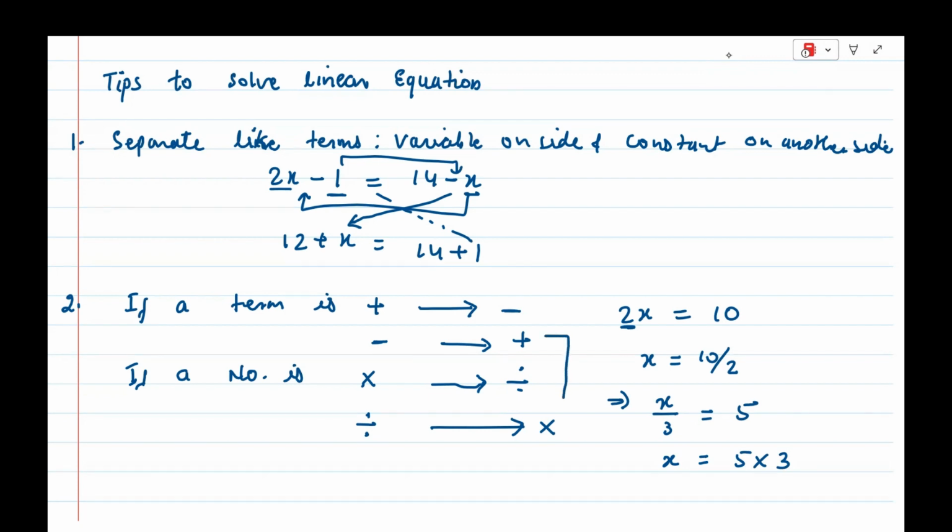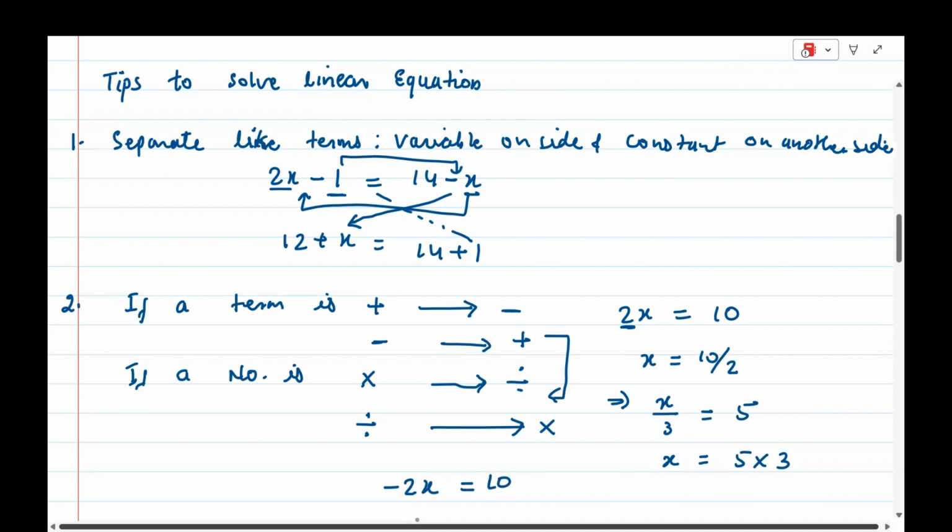But these two together will not work. What does it mean? It means if I have minus 2x is equal to 10, as it is going to the other side, it will go for division: 10 divided by minus 2. It will not become minus to plus. It is only one thing: either plus will become minus if it is in addition or subtraction, or it will go for division and multiplication. Like here, multiplication going to division and division going to multiplication.